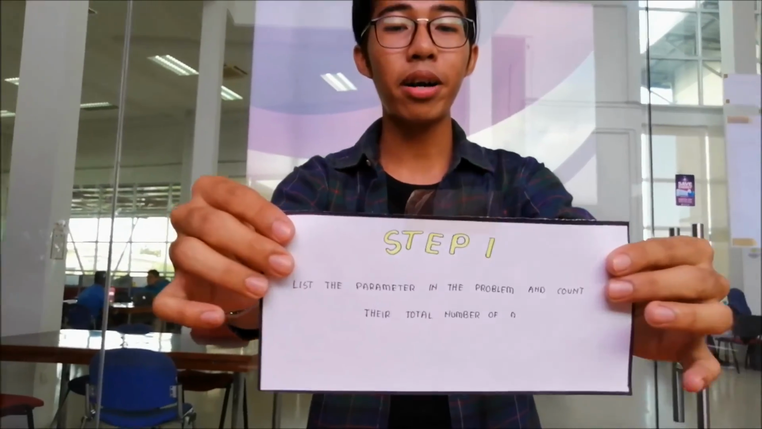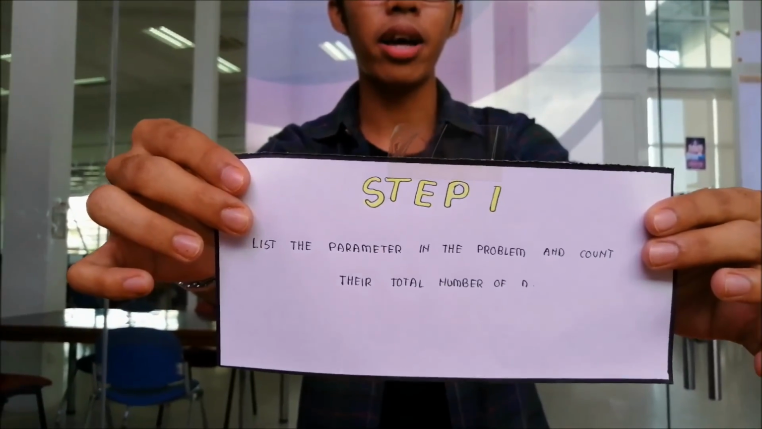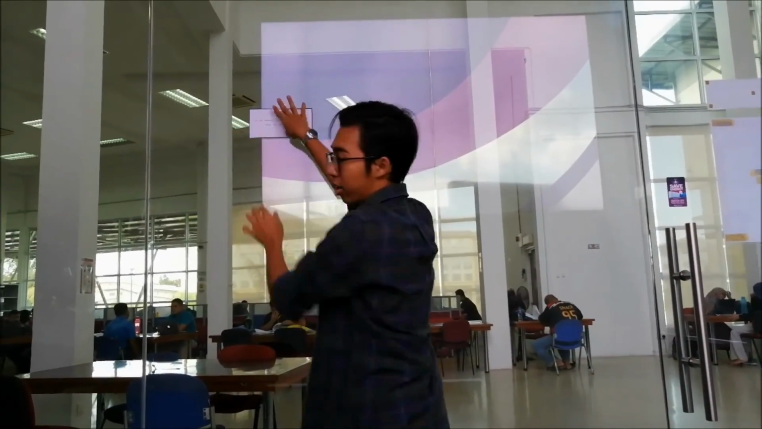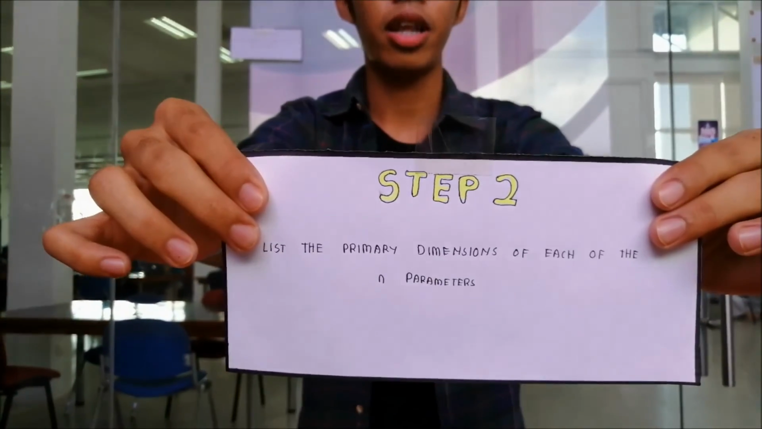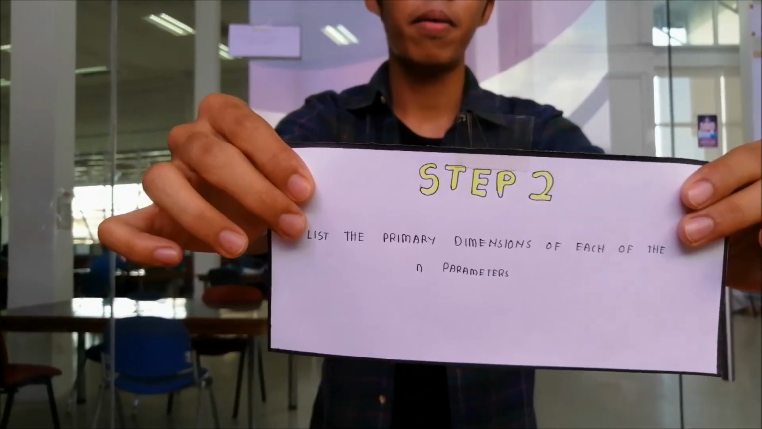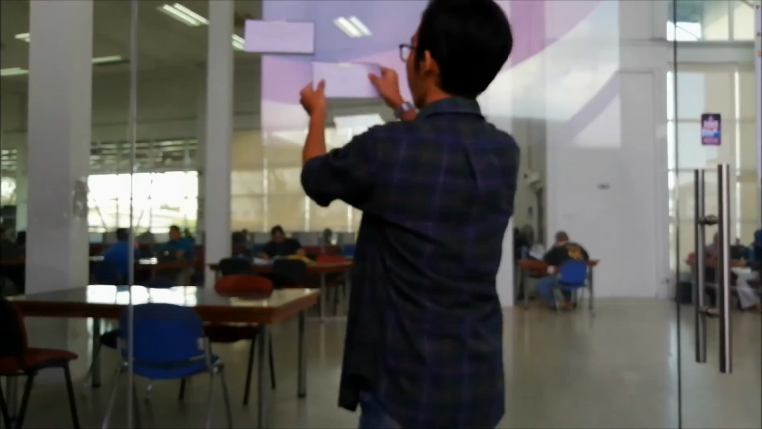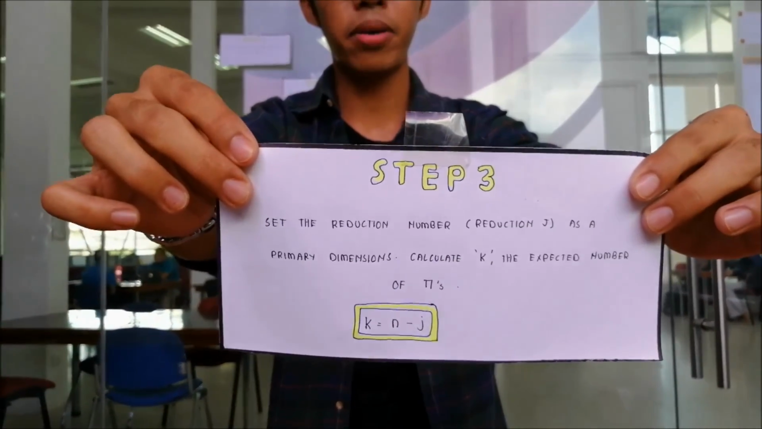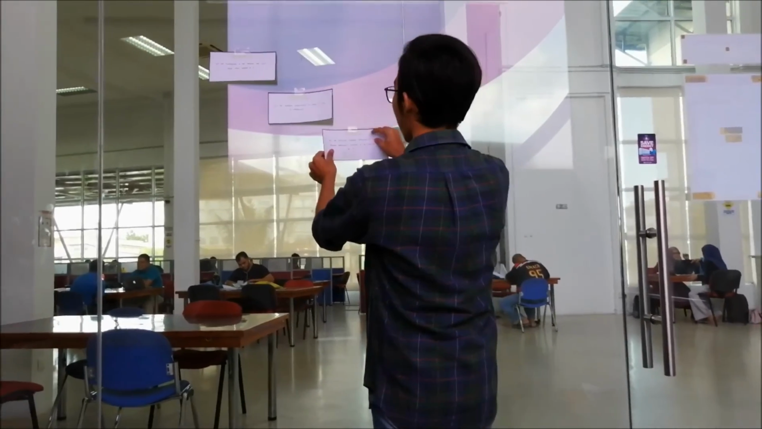The first step is we must list the parameters in the problem and count the total number of n. The second step is we must list the dimensions of each of the n parameters. The third step is we must set the reduction number j, and we can calculate the number of k pi's by using the formula n minus j.